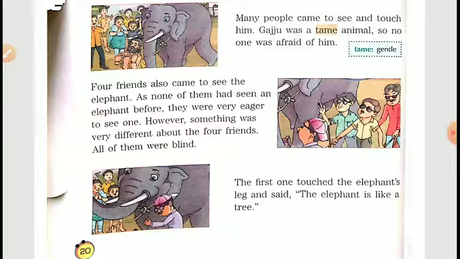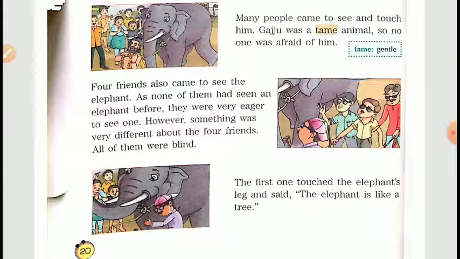However, something was different about the four friends. Now, students, in this line, again I'm reading this line, just notice one word. However, something was very different about the four friends. Just remember that the word different has been used in this sentence. All of them were blind.